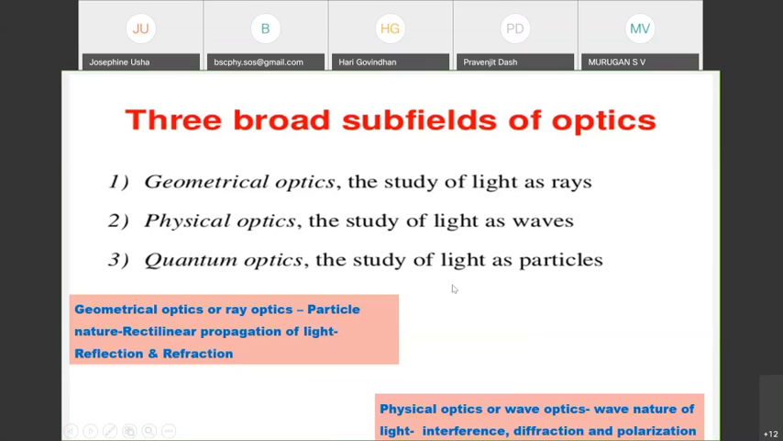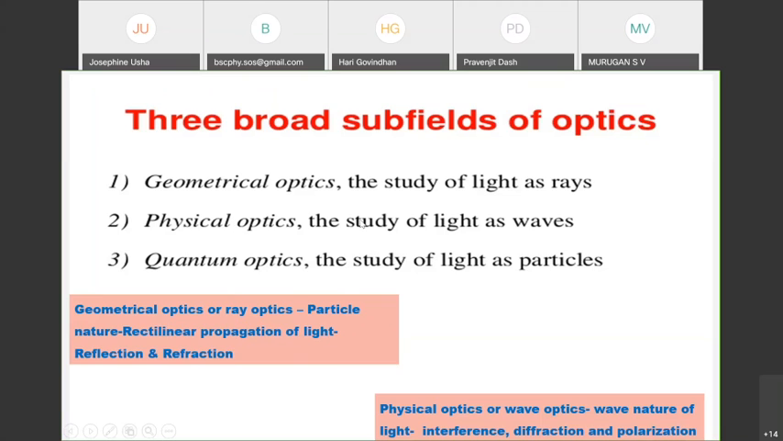Yes. So now come to the broad field of optics. It is mainly classified into two subdivisions. One is called ray optics, and the other is called wave optics. As we all know, light has a dual nature, particle and wave nature, right? Geometrical or ray optics deals with the particle nature of light and the rectilinear propagation of light. This is based on reflection and the law of refraction, under the topic of ray optics, right?